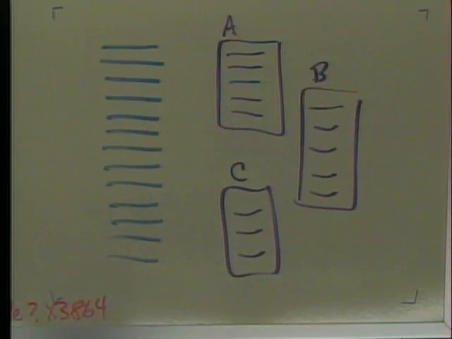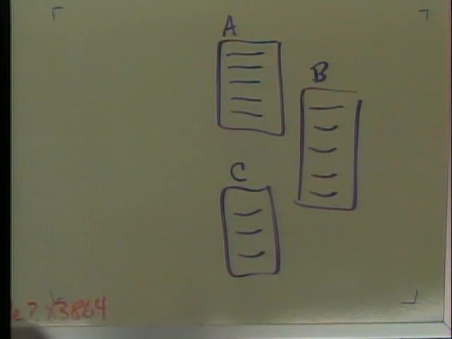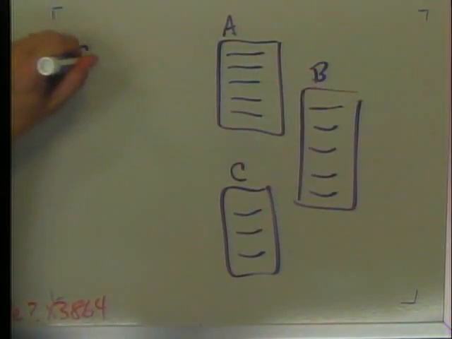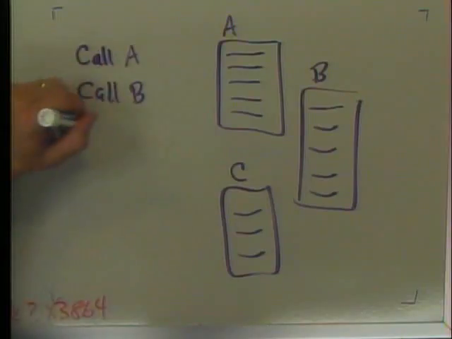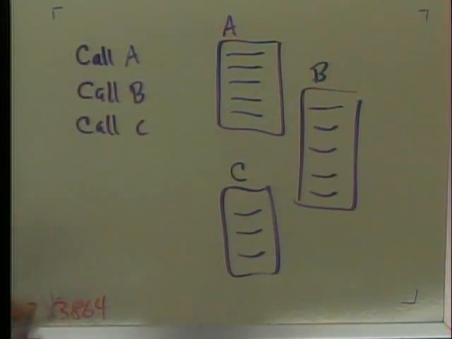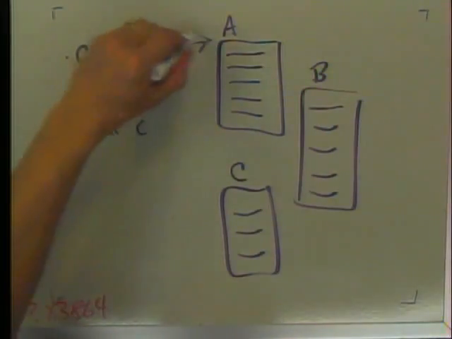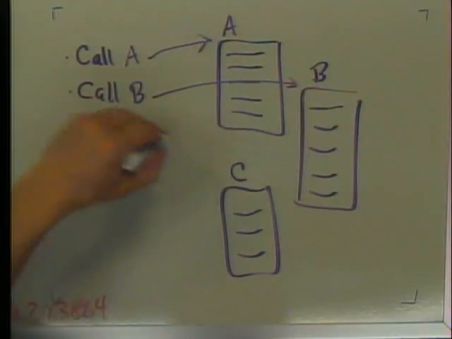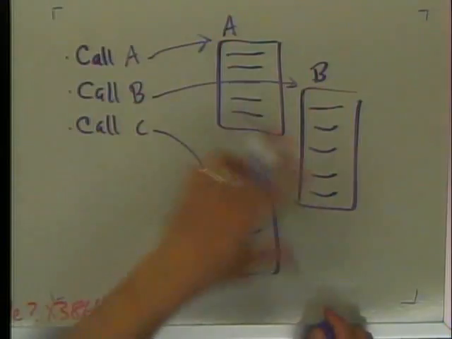And so in our program here, instead of all this code, we would call A, call B, and call C. So the main program would have 3 lines of code in it. And all they do is call over to the procedures and do all the work over here.